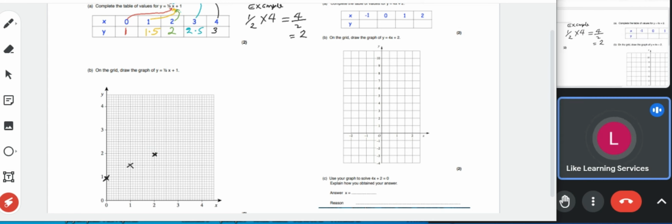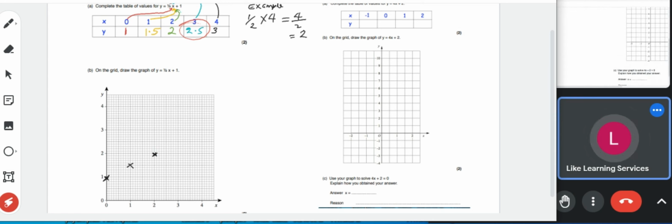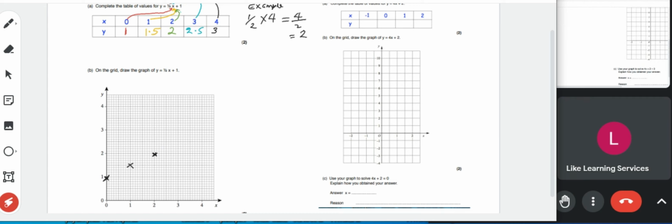Alright, next, when x is 3, y is 2.5. In between 2 and 3 is 2.5. Finally, when x is 4, y is 3. The last coordinate is 4, 3.